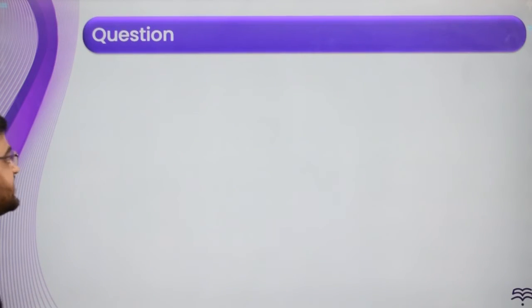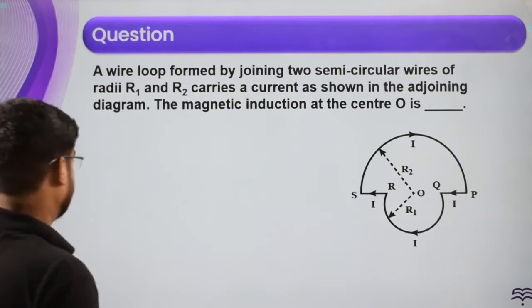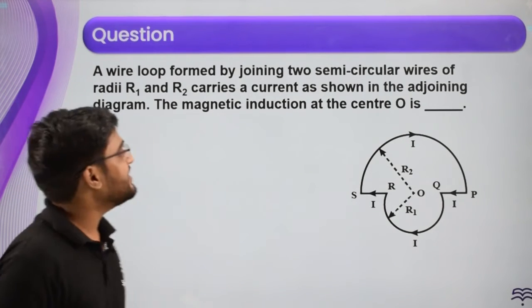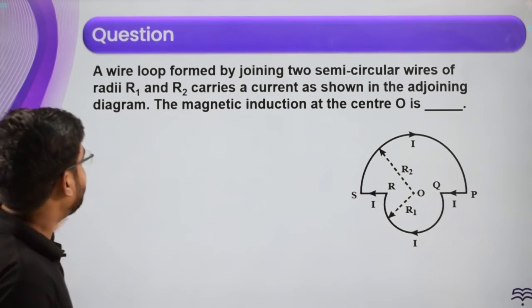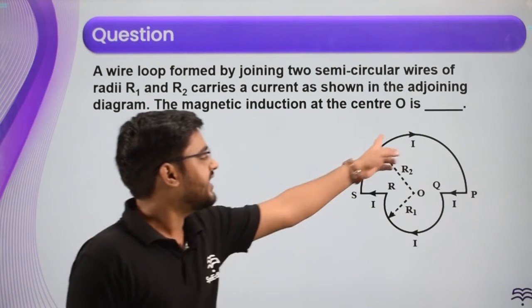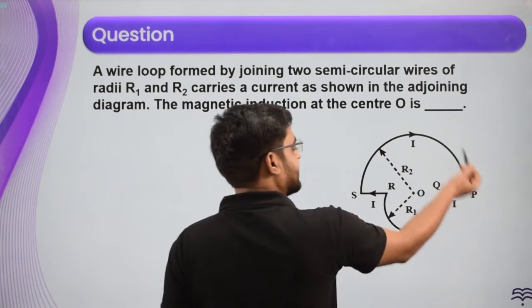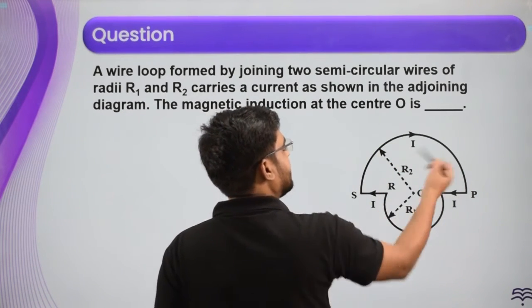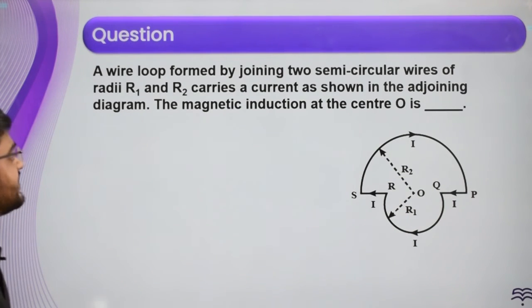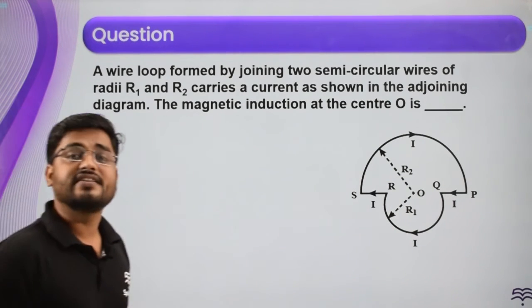Now let's see some questions of this type. A wire loop is formed by joining two semicircular arcs of radii R1 and R2, both carrying current I, as shown in the figure. One is carrying current I, the same current I comes through the other, and this is semicircular, this is semicircular, right? They are asking for the magnetic induction at the center O.